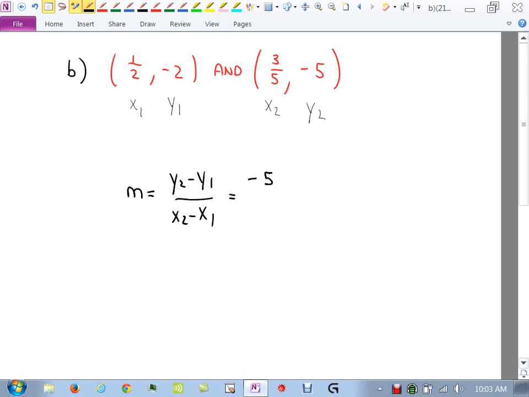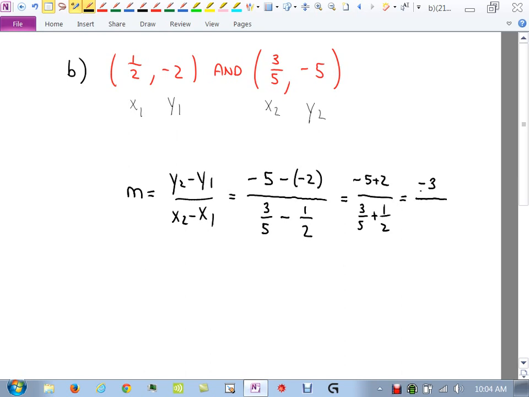-5. I'm going to subtract now whatever Y1 is. What's Y1? -2. So I'm subtracting a negative, so it will become a positive, won't it? And then on the bottom, I gave you the pleasure of doing some fraction work here. X2 is 3/5, and I'm subtracting from that 1/2. Okay, let's take care of the top. That's really -5 plus 2. On the bottom, I'll get to that in a second. What's -5 plus 2? -3.